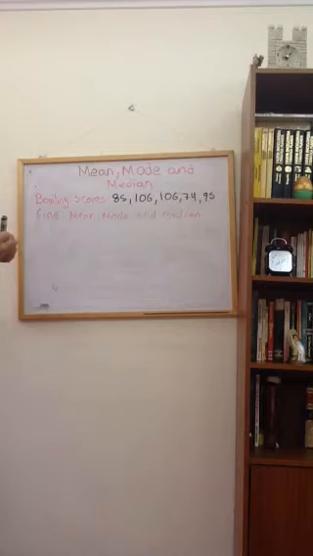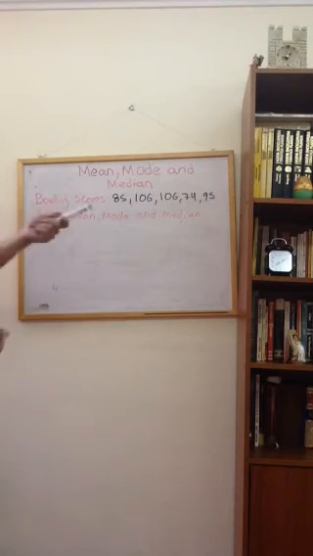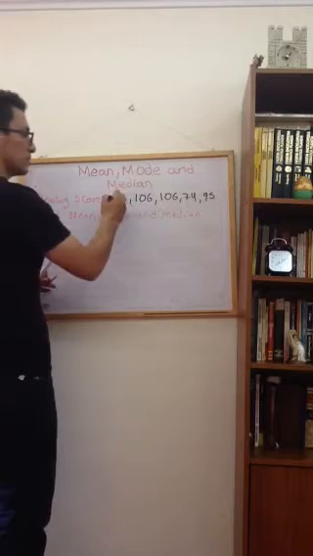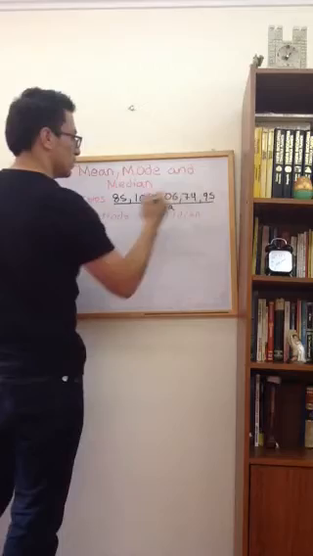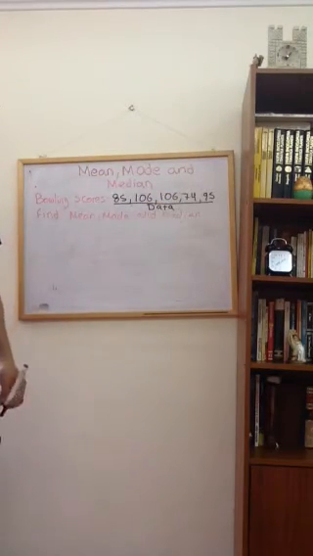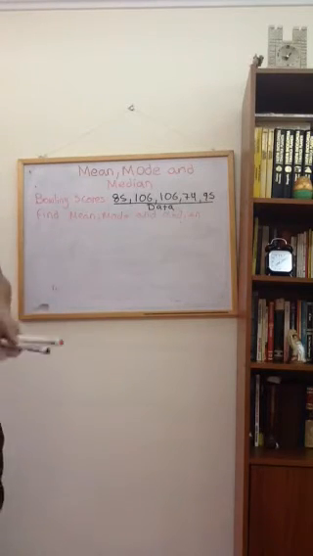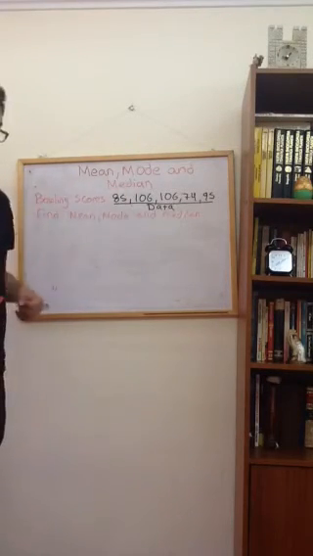Alright. So as the student knows, these numbers, 85, 106, 106, 74, and 95, we call this data, because these numbers represent the information in numbers. Remember that we can pronounce data in two ways, and if you pronounce it either way, it's valid. Alright? So let's see, you have to find the mean, mode, and median.